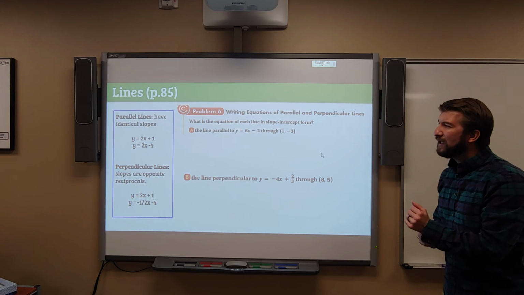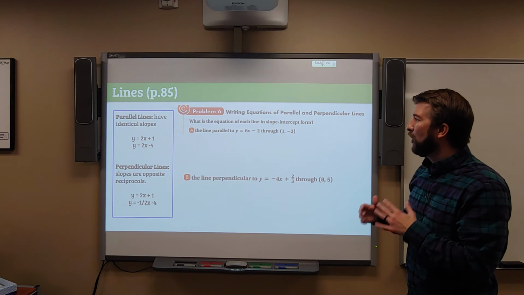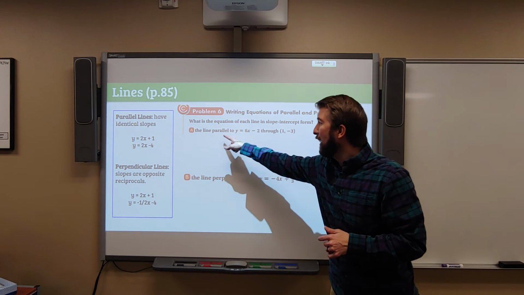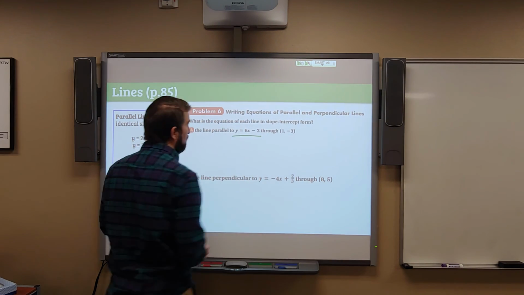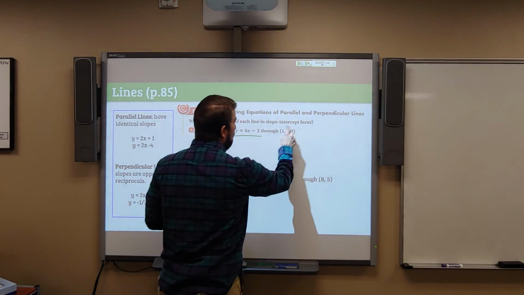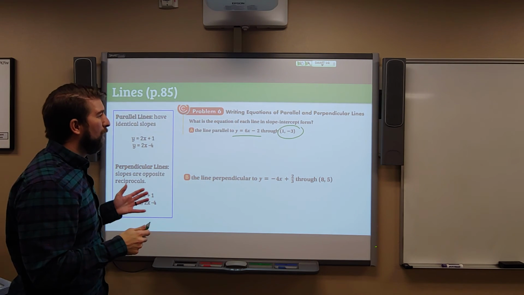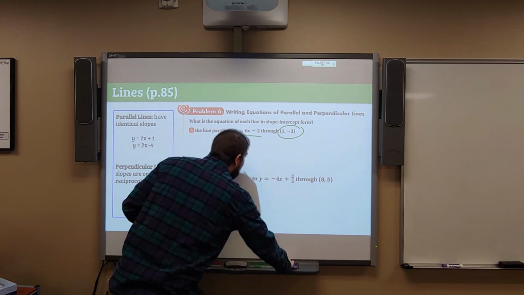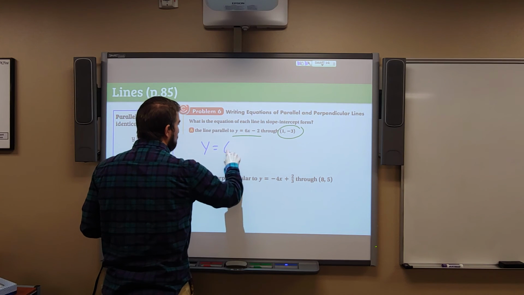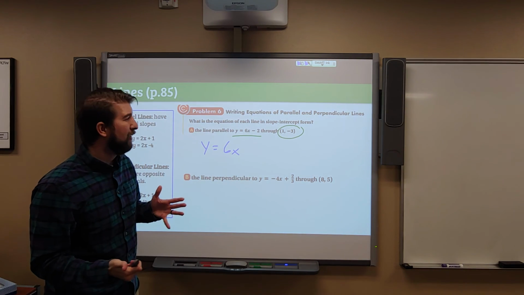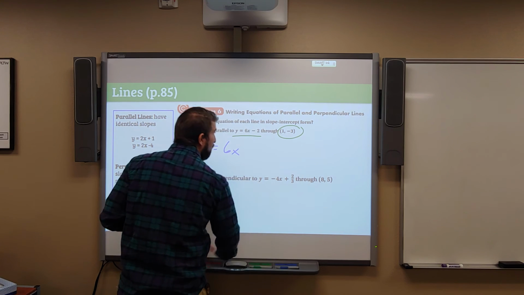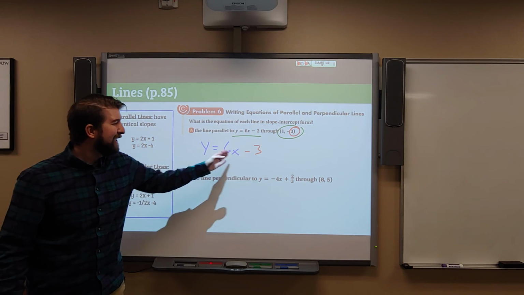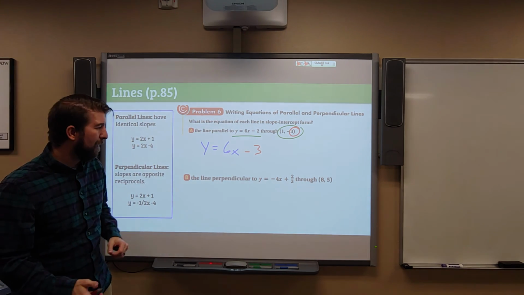Okay. So it says, what is the equation of each line in slope-intercept form? So if we want to find a line that's parallel to this equation, and it's giving me this number. Well, if I know it's parallel, then I know that the slope is going to be the same. So when I rewrite this, I know that I can just rewrite it as y equals 6x. And then I just kind of figure out the y-intercept, which I can find by just looking at that negative 3. And so my line would be y equals 6x minus 3. That would be a parallel line.